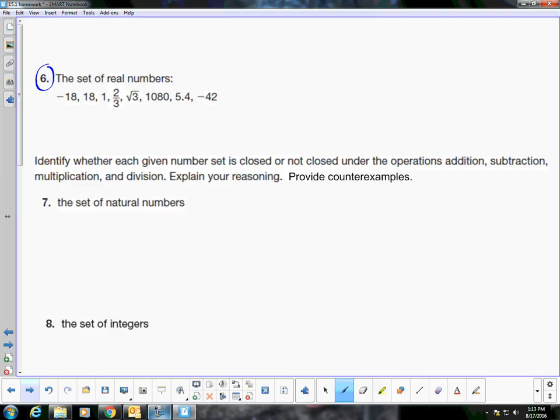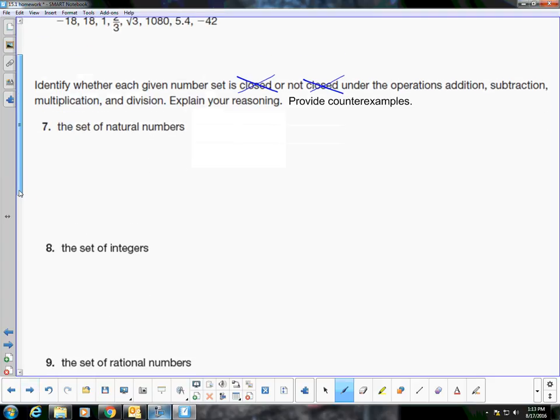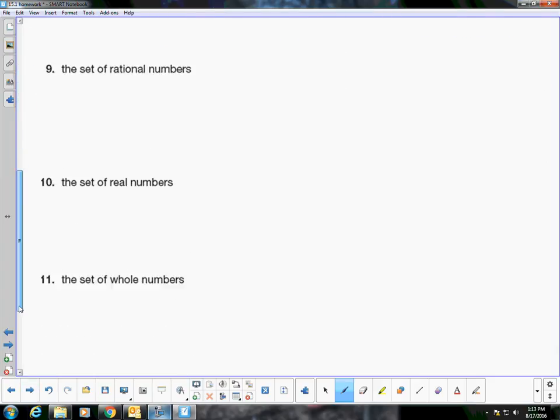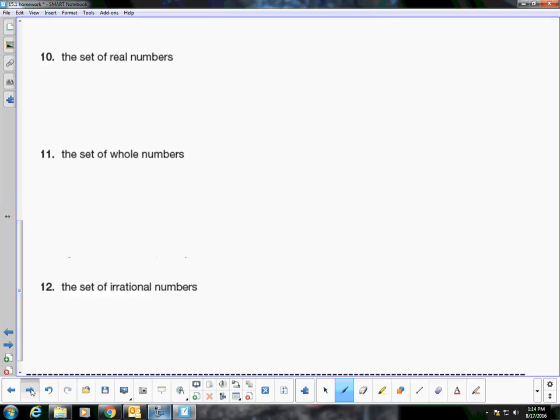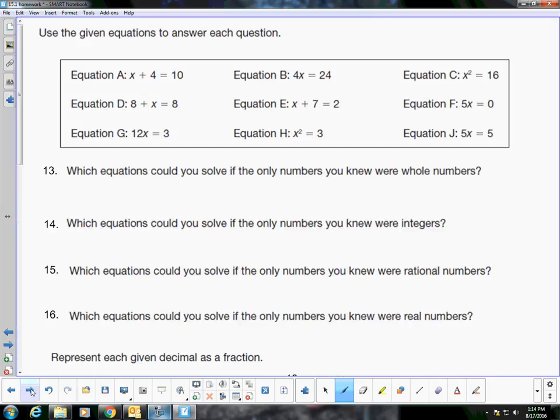Real numbers are all numbers in our number system that are not imaginary numbers. So every number listed there is a real number. So we're going to include all of those in the set of real numbers. All right. So we are not interested in this course in number sets that are closed and not closed. So I'm going to jump ahead. We're going to go and pass up these questions. And we're going to head to question number 13.